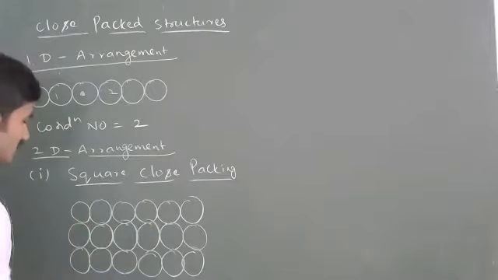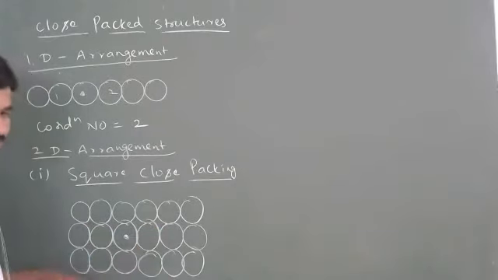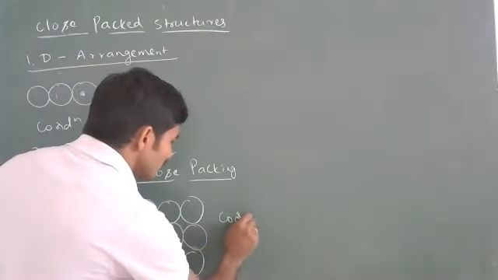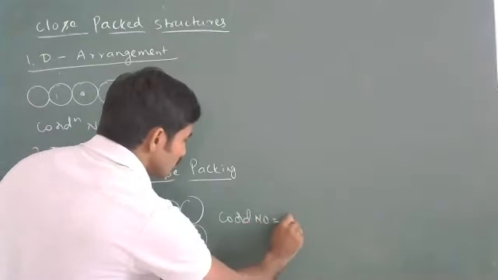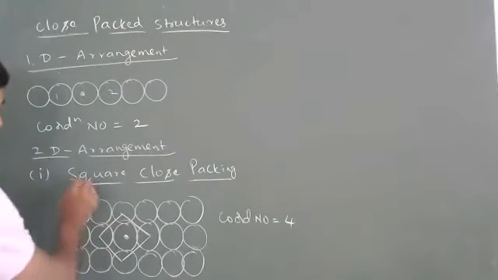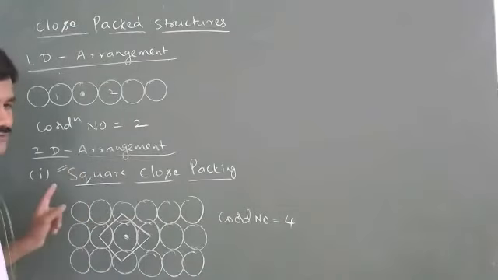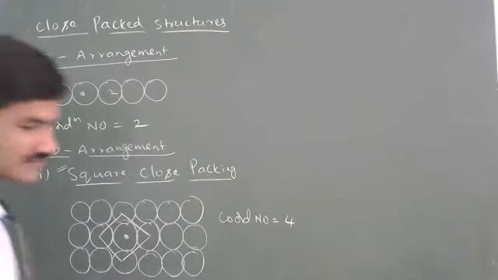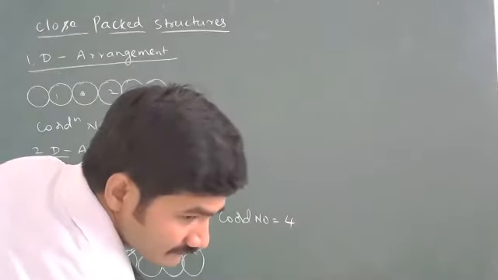So in 2D arrangements, for this atom, if we take any atom, there are 4 atoms touching for this. So I can write coordination number is equal to 4. This type of arrangement is called square close packing.